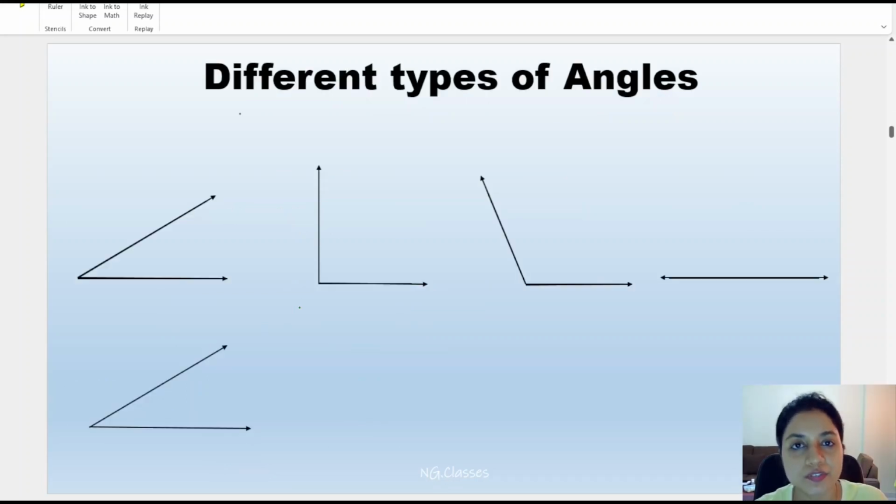Now let's see some different types of angles. So here at first we are having acute angle.